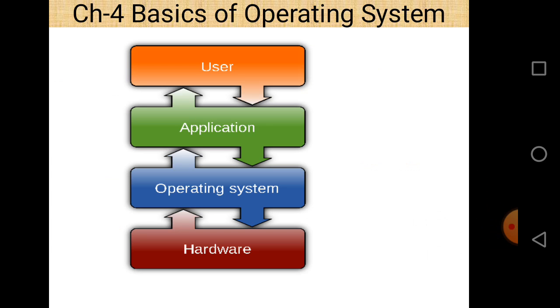In this diagram you can easily see that using the operating system, a user or an application software can interact with the hardware. The user gives commands to application software, different application software are able to work using the operating system, and the operating system finally deals with the hardware. So you can say that the operating system is the interface between the user and the hardware.